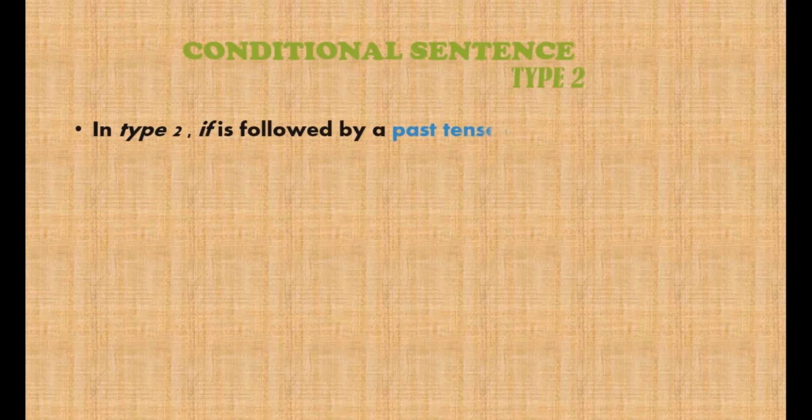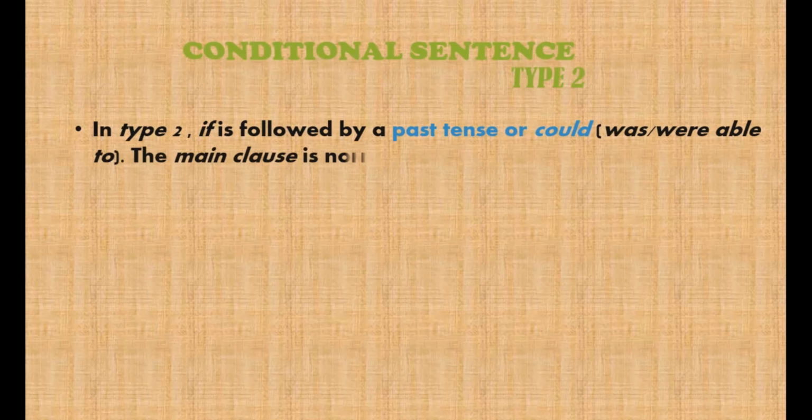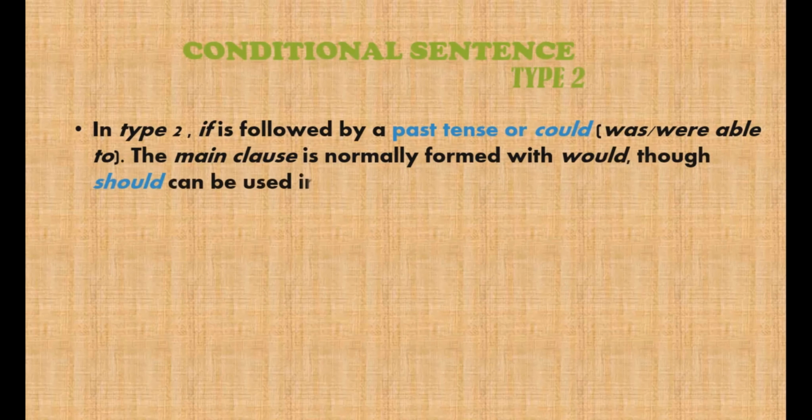As you know, in the last video we talked about type 1 conditional sentences. But in this video, we are going to talk about type 2 conditional sentences. So let's start. In type 2, if is followed by a past tense, or could, was or were able to can be used as well.